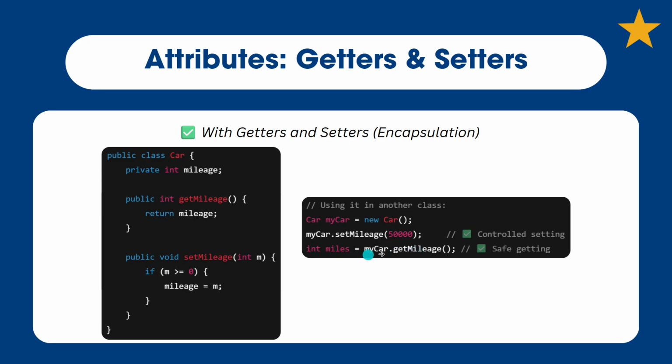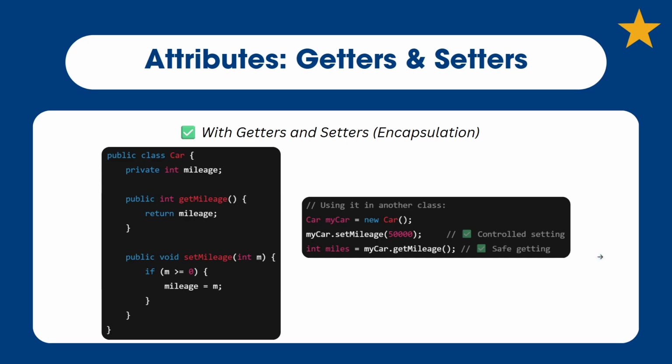So if we're going to assign the mileage value to a variable like miles, we can do mycar.getMileage. And your getter is always going to have the same type as your attribute. And your setter, because it's not really returning anything, is usually going to have a void return, because all it's doing is some kind of action. We don't actually have to return the mileage value.